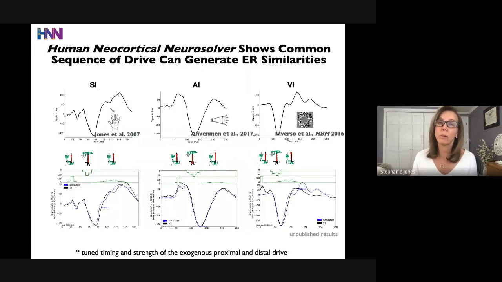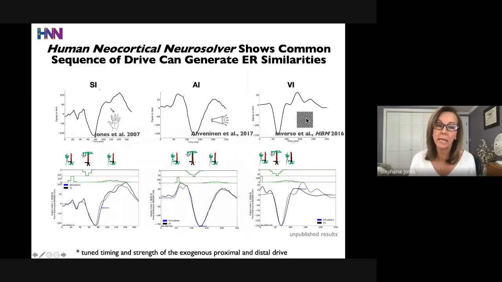Now, here I'm showing you an application of HNN where we've looked at other sensory evoked responses. And so here on the left is that brief tap to the finger that we just studied. In the middle is the brief presentation of a tone. I think in this case it's a letter. And you can see the response from the primary auditory cortex. And on the right is a brief flash of a checkerboard. And this is the response from the visual cortex.